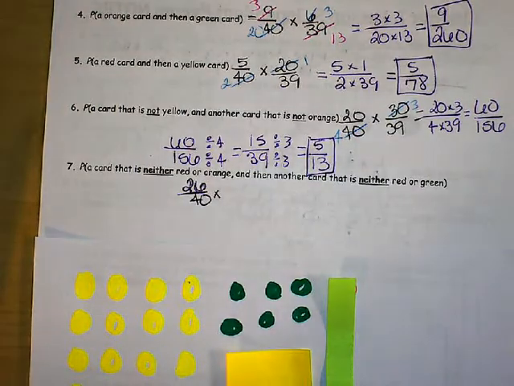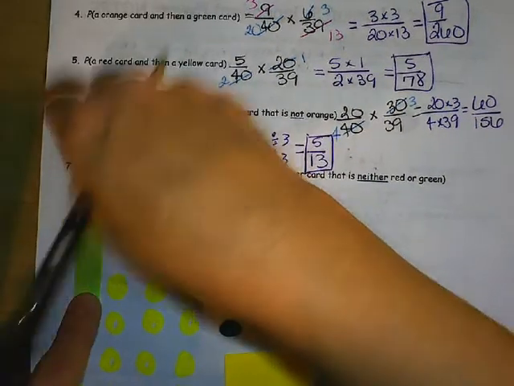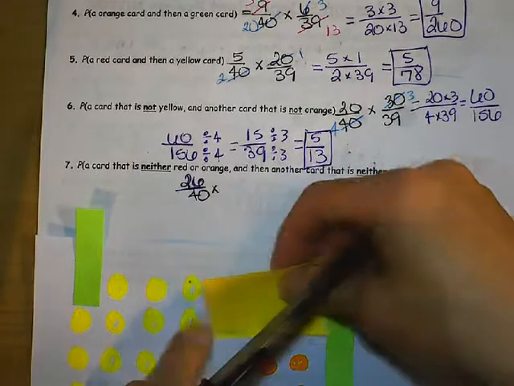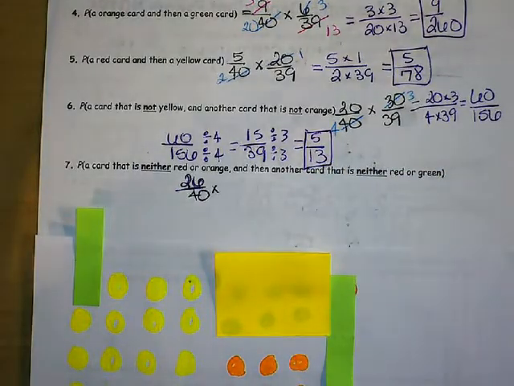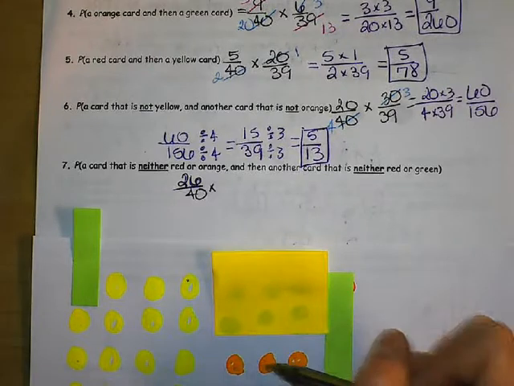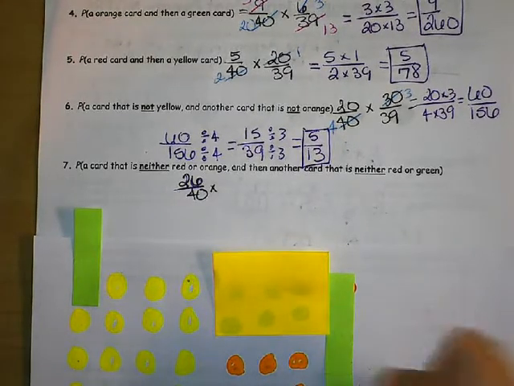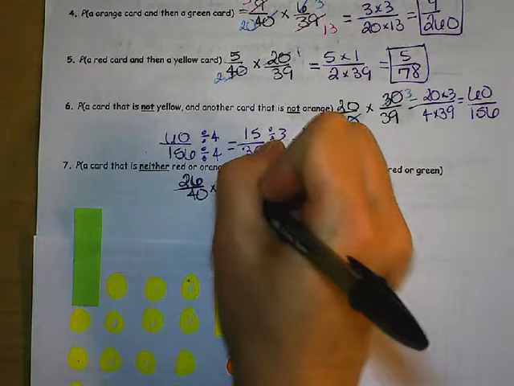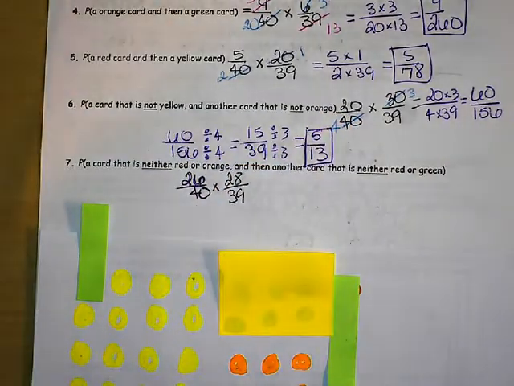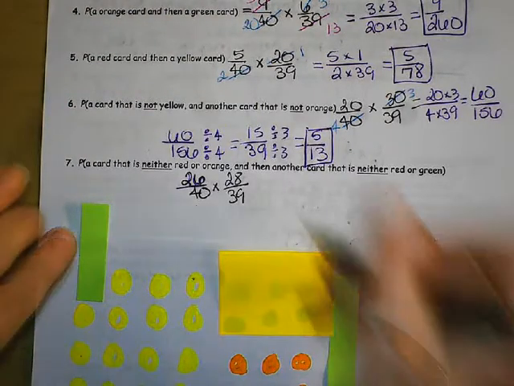So we assume that one of these is selected. So I'm going to select one. And the next one says neither red or green. So I'm going to keep those reds covered, and then I'm going to cover up the greens. Which means, how many do I have left now? Well, let's see. 5, 10, 15, 16, 17, 18, 19, 20, 21, 22, 23, 24, 25, 26, 27, 28. So now I have 28 over 39. And remember, your denominator needs to go down by 1 because you assume that the first event occurred and you do not put it back.